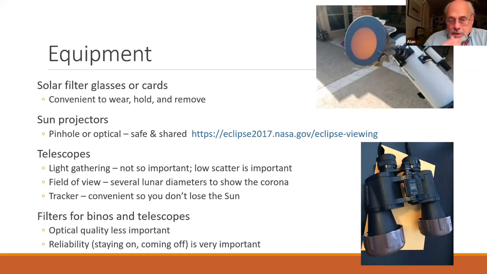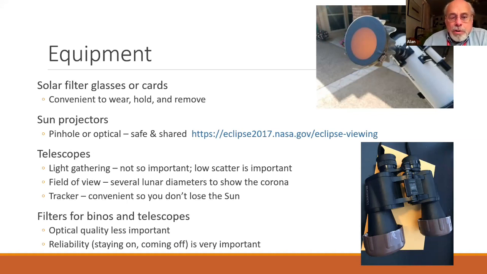As far as telescopes for observing, usually an issue is portability because you're traveling someplace to see the eclipse. Light gathering is not as important as low scatter, I'd say. Because of the high dynamic range in what you're looking at, the sun during totality, the inner corona is very bright, the outer corona is very dim. And just like any kind of optics, you'd like it to be very clean so you're not scattering the bright part of the scene into the dim part of the scene.